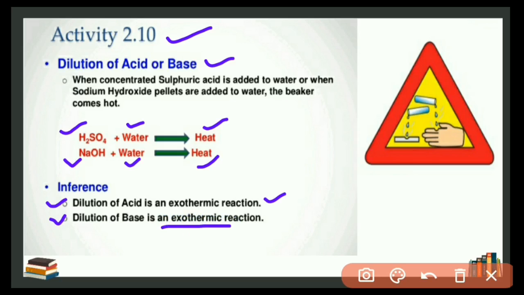So the process of dissolving an acid or base in water is highly exothermic, and care must be taken while mixing concentrated nitric acid and sulfuric acid with water. The acid must always be added slowly to water with constant stirring.